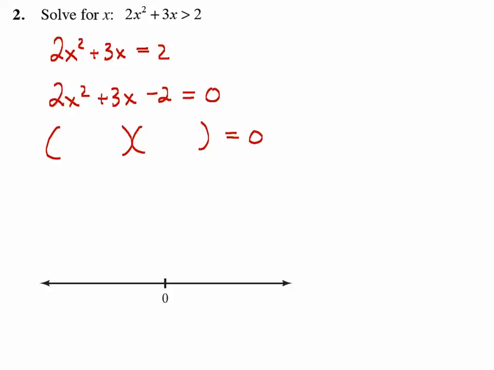The only way to get a 2x squared is a 2x times x, and then you've got to figure out whether the 2 or the -1 is going to go, or the positive 1 or -2, whichever way the numbers work out. And I'll let you guys try it. Go ahead and see if you can factor that by yourself.